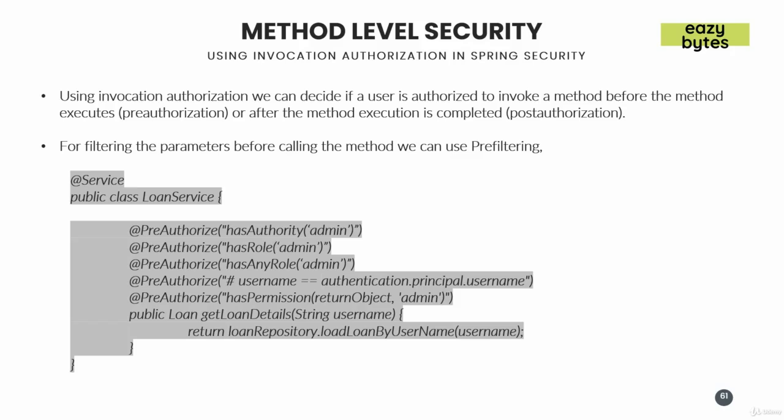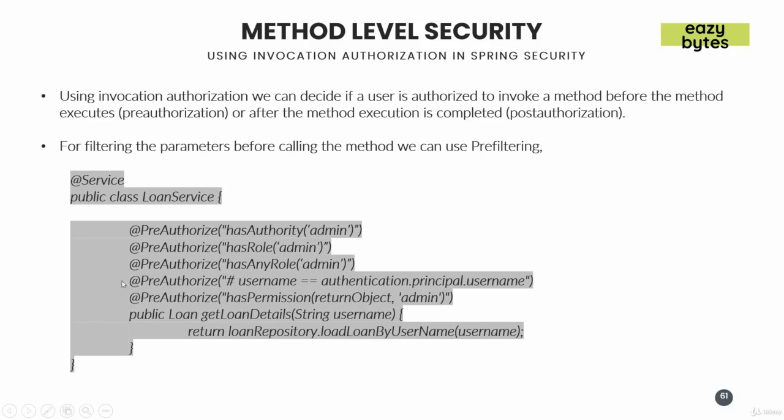As you can see, these are all the ways we can leverage the pre-authorized annotation. The very first annotation line will check whether the logged in user has the role of admin using has authority. But if you are using roles, we can also use has role. And if you have multiple roles and a person who has any role like admin or user, then you can leverage the has any role method.